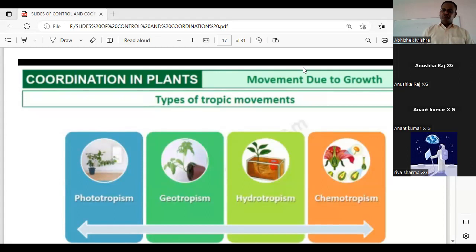Ria, explain this with an example. Try. Don't hesitate. How can chemotropism be explained with the help of an example? Sir, in a plant, when pollen grain comes, then... Yes, the pollen grain comes and sits over the stigma. Now, the growth of the pollen tube will be controlled by the chemicals secreted from the stigma. Okay, very good.